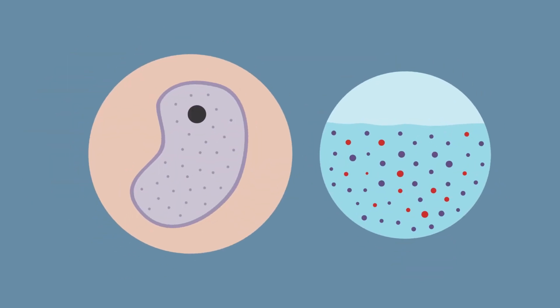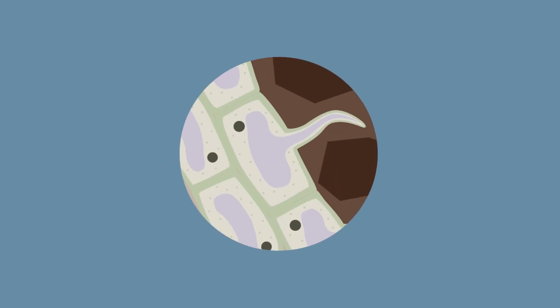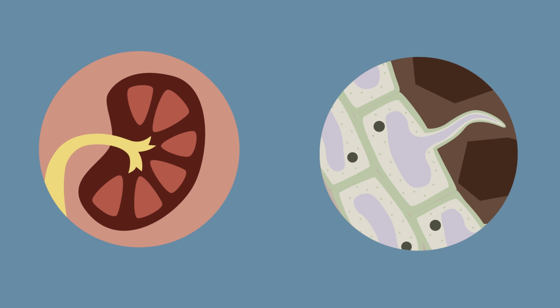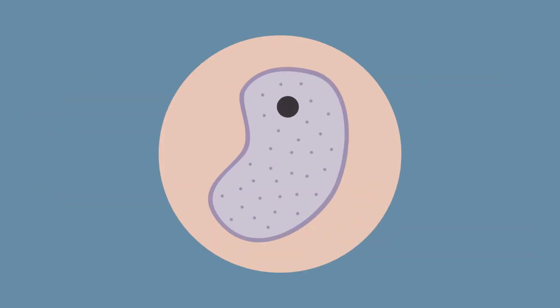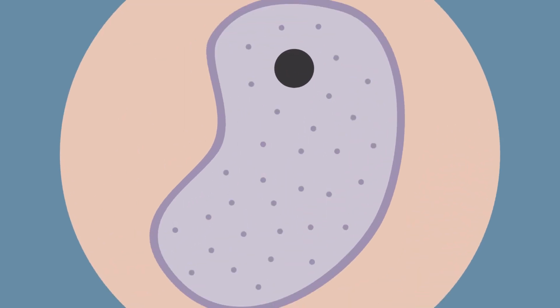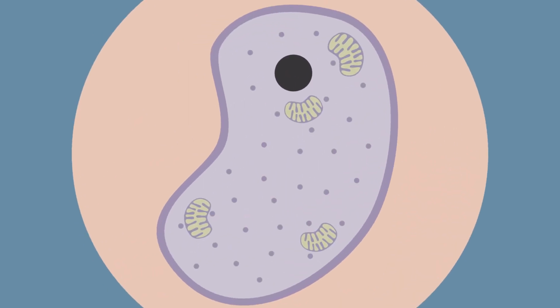Active transport allows cells to absorb substances from very dilute solutions, such as root hair cells taking in mineral ions from the soil, and in kidneys so we can hang on to the substances our body needs, such as glucose and sodium ions. Cells which carry out a lot of active transport often have lots of mitochondria to give them the energy they need.